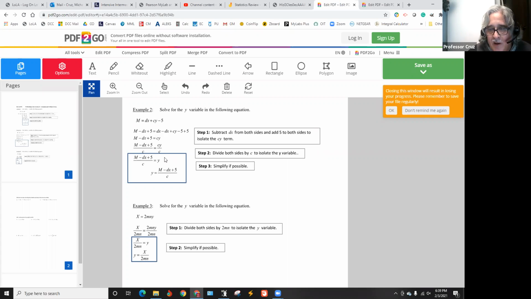You can't put together m minus dx plus 5, so you're just going to leave them like that. Now, to finish solving for y, you divide by c over here, and that gives you the y. But you also got to do it on the left. Since there's no way to simplify in here, in other words, m is not divisible by c, dx is not divisible by c, and 5 is not divisible by c, we're just going to leave it like that. Y is equal to m minus dx plus 5 all over c.